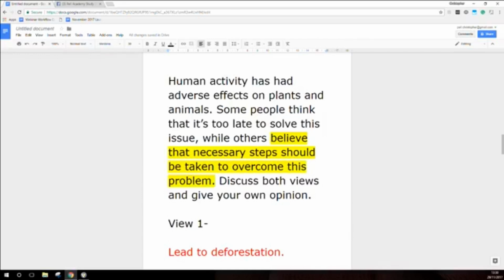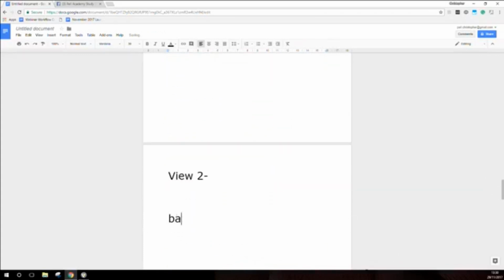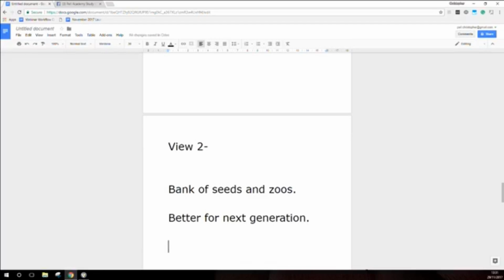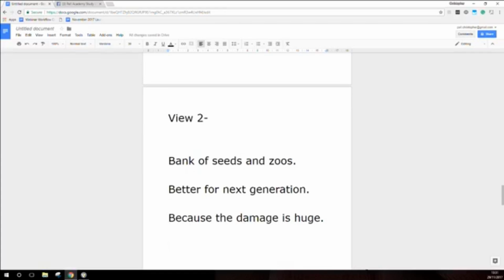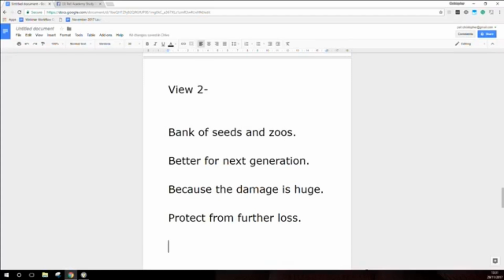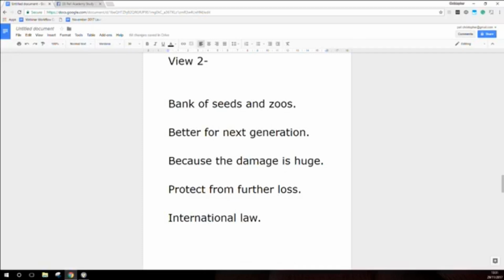If you've already thought of ideas for view number 2... okay, so the first idea is bank of seeds. Better for next generation. So Nudie, you get the same idea. Because the damage is huge. Protect from further loss. So Paul, that's like the same as that one, so good. For next generation, good. International law. Plant more trees.